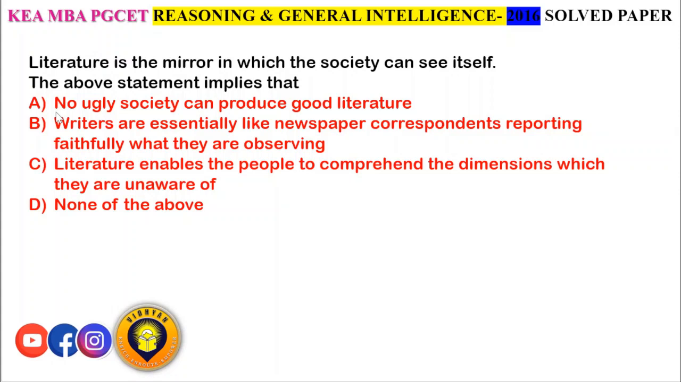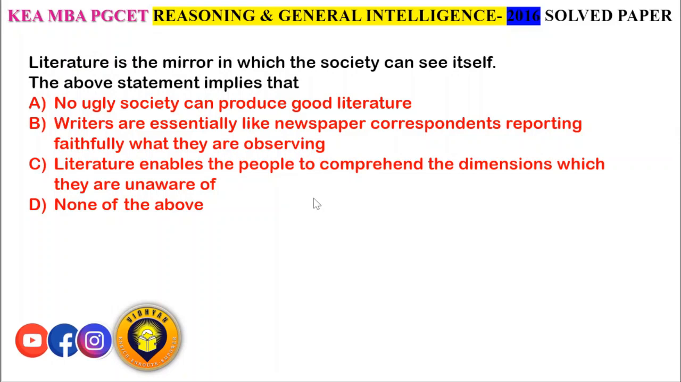Suppose everything is going good, then by reading the literature we will understand that yes, it is all good here. If there are any problems, they will also be mentioned in the literature. So it reflects what exactly it is in the society. If you go through the literature, you will get to know the whole thing about the society, good and bad, everything. Literature is the mirror means it shows, it reflects, as it is.